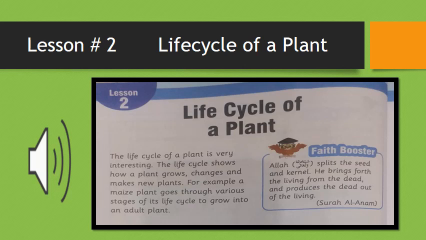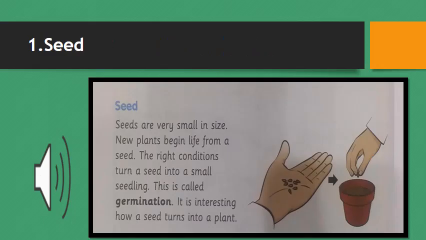So, we will take the example of a maize plant and see how it goes through different stages of its life. Maize means corn. Seed. Reading. Seeds are very small in size. New plants begin life from a seed. The right conditions turn a seed into a small seedling. This is called germination. It is interesting how a seed turns into a plant.